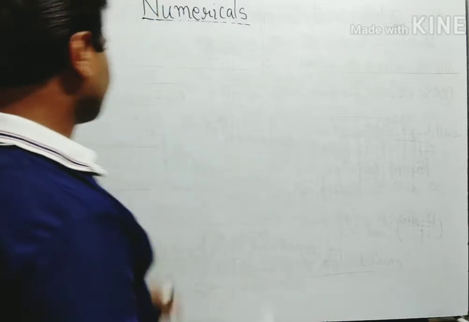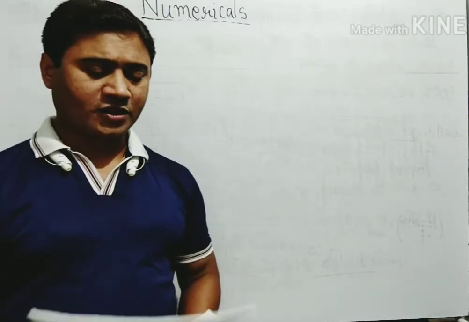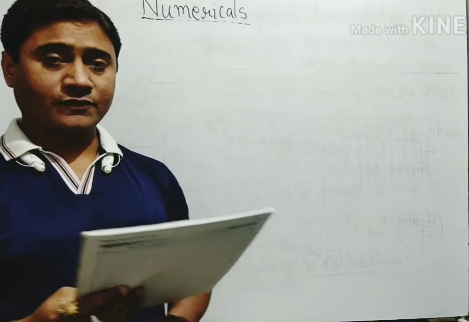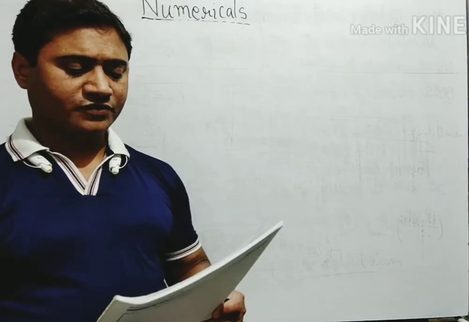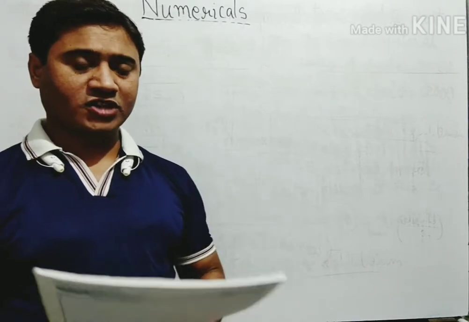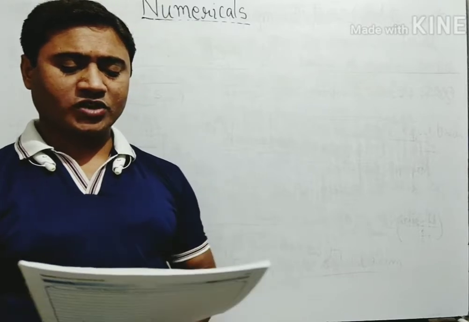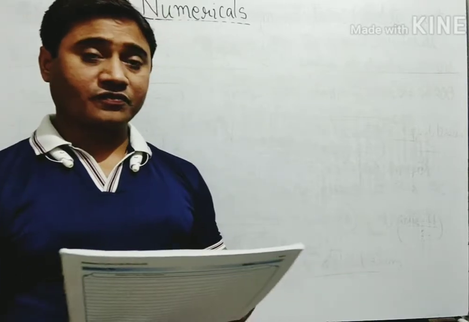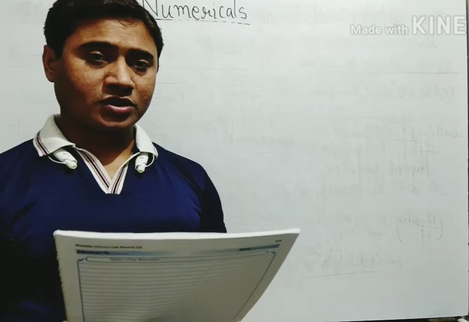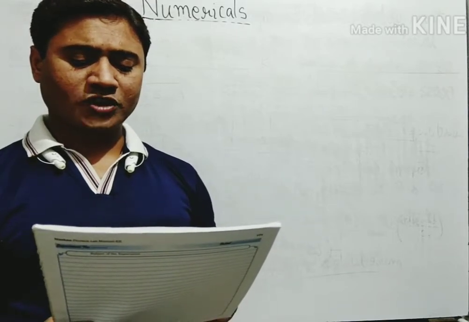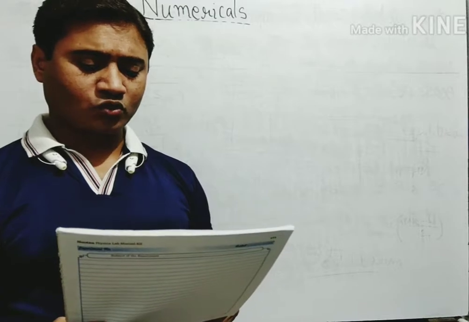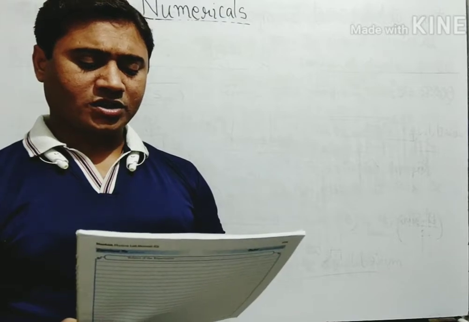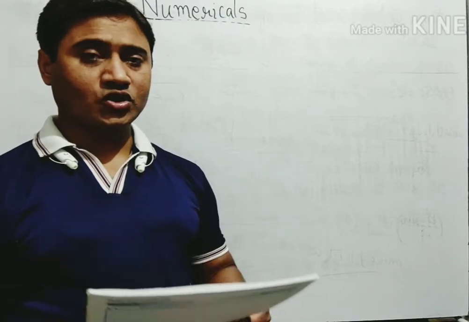So first we take the question. The bob of a simple pendulum has a mass of 40 gram and a positive charge of 4 into 10 power minus 6 coulomb. It makes 20 oscillations in 45 seconds. A vertical electric field pointing upward and of magnitude 2.5 into 10 power 4 Newton per coulomb is switched on. How much time will it now take to complete 20 oscillations?